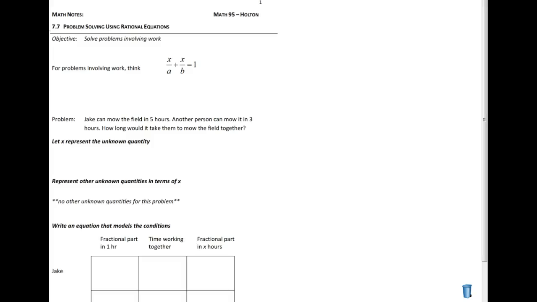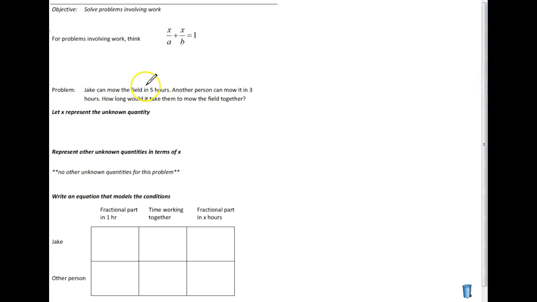In this video, we are going to talk about problem solving using rational equations, and these types of problems are ones that involve work. For the work problems, I want you to think about this sort of scenario where you have x over a plus x over b, and that is equal to 1, because ultimately that's what our work problems are going to look like when we set them up. So let's consider this problem.